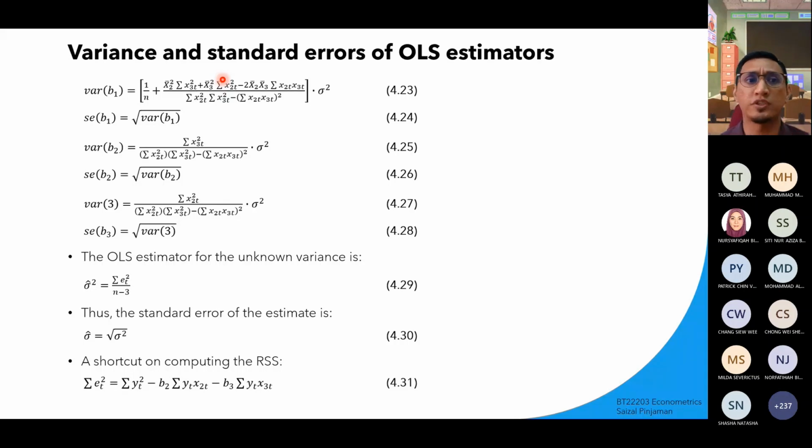Yeah, you need to know how to estimate the standard errors, because the standard error is very important in estimating the t statistics. From that t statistic, you can then proceed with the other components or other processes of hypothesis testing. So here we have the variance and standard errors of the OLS estimators, meaning the variance and standard errors of B1, B2, B3, as well as the variance and standard error of the regression itself.